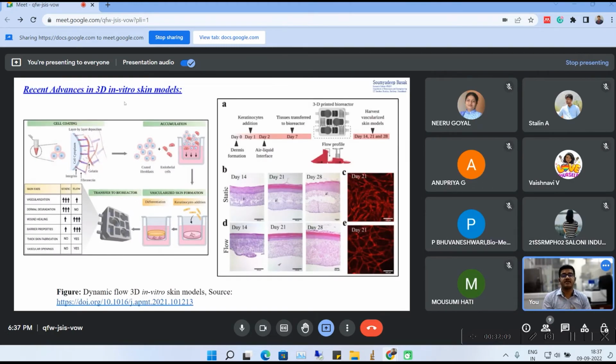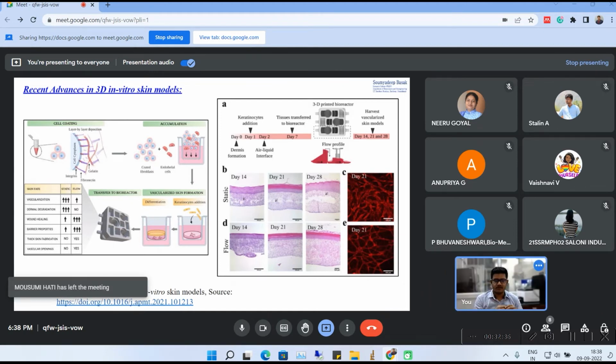What are the recent advances in 3D skin models? As we have learned in the bioethics lectures, there is a constant need for these in vitro models, and we are trying to get away from animal models because of the obvious reasons that we have studied. So, what are the advances that have happened?